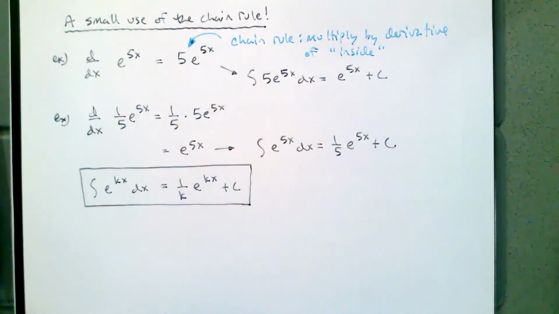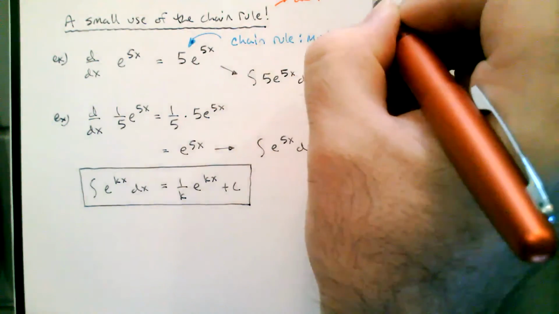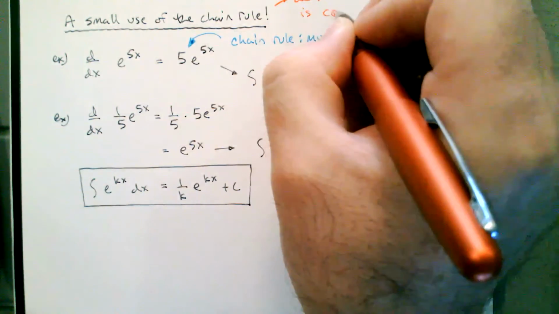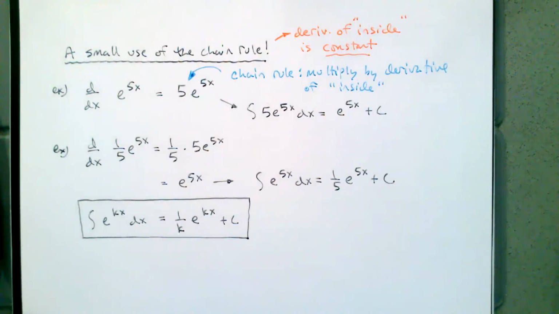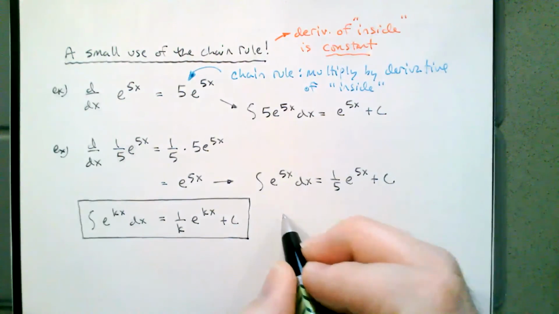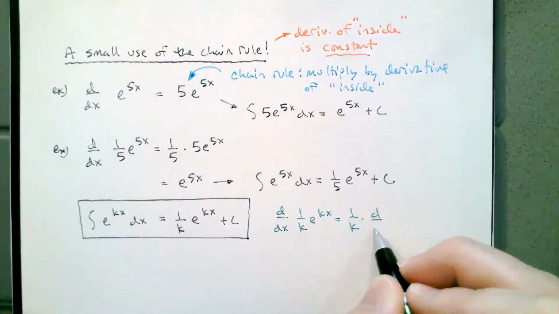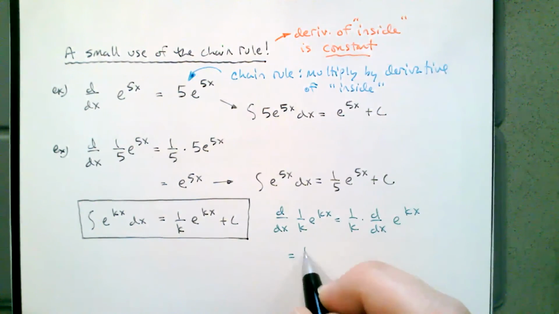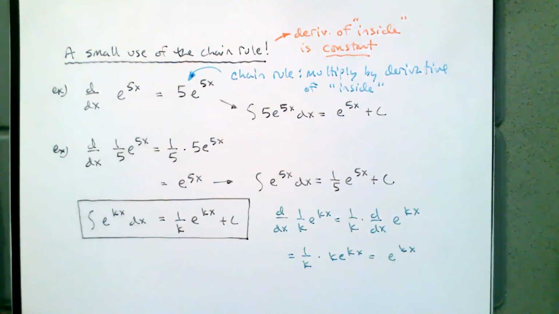So there's a small use of our chain rule when the derivative of the inside is just a constant. This is a small use of the chain rule when the derivative of the inside is constant. And we can see that if we take the derivative of 1 over k e to the kx plus c, we get e to the kx. Because we just keep our constant factors.